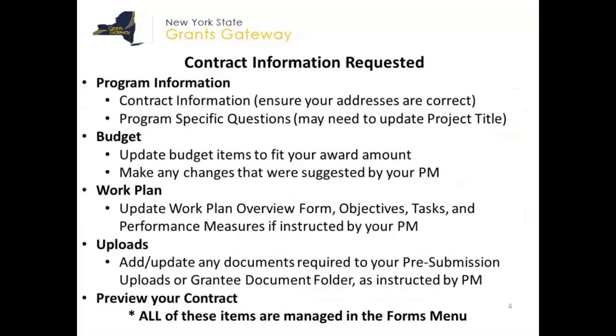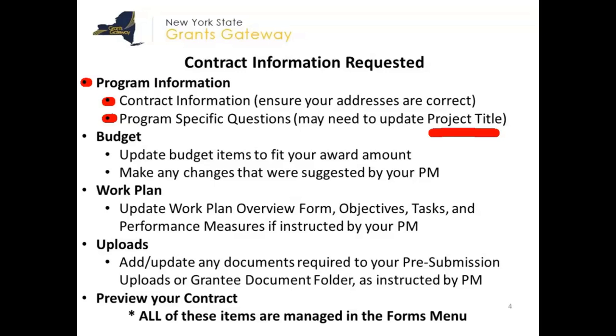So what are some of the things you can work on while it's at that status of contract information requested? In the Forms menu, there's a section called Program Information. You'll be working on or saving your contract information, which is addresses. That's literally a 30-second thing for you to do, if that, in most cases. You might need to tweak something in the program-specific questions, specifically the project title. So when you applied for the grant, maybe you provided a project title that they didn't really want you to use, and now that's an item that'll show directly on your contract, so we might want to have you tweak that a little bit.